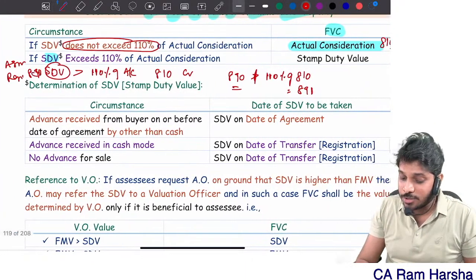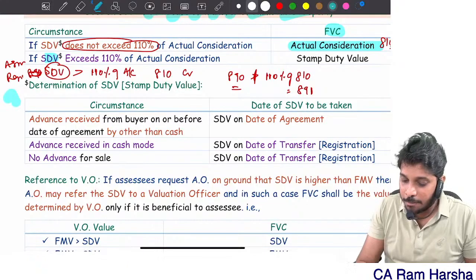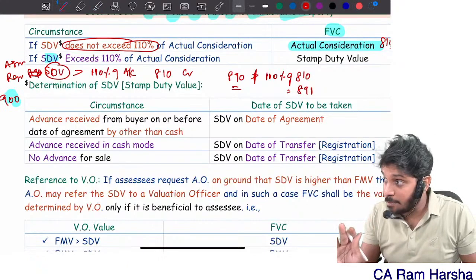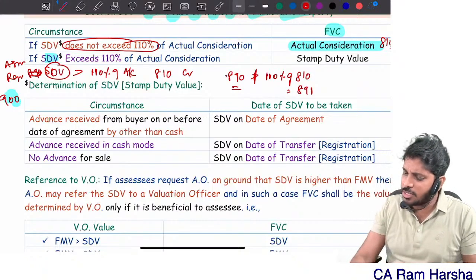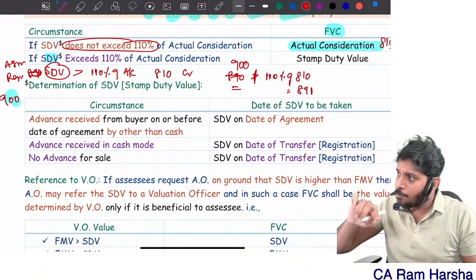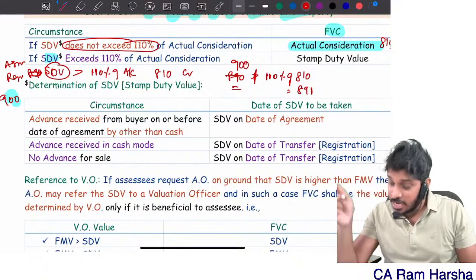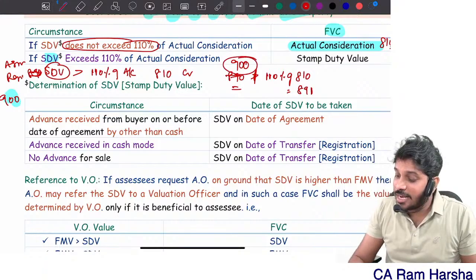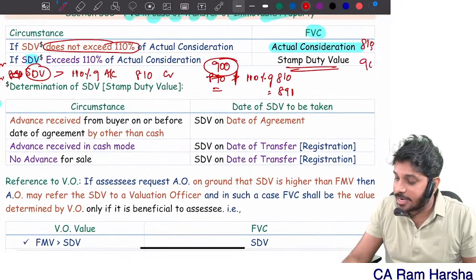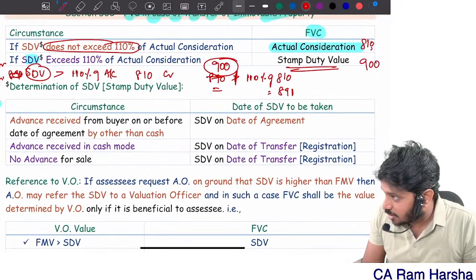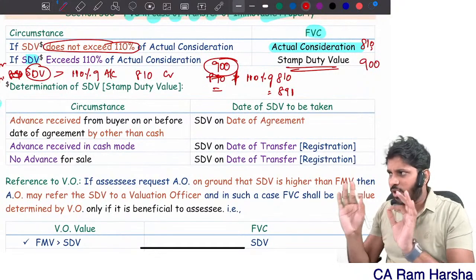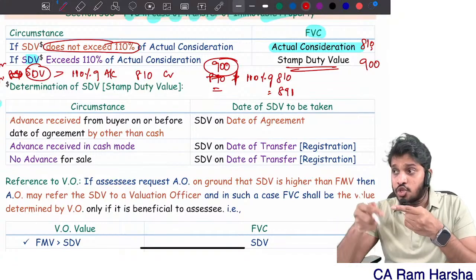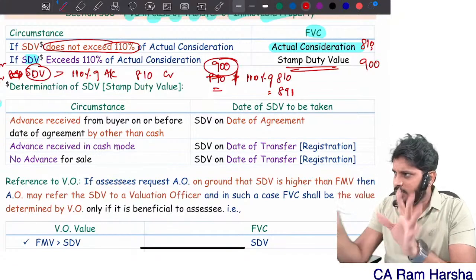Suppose stamp duty value is not 890 but 900. Okay, apply the same logic. Is 900 more than 110% of 810? Yes. If that is the case, then stamp duty value itself is full value. Then 900 I will take. Understood or not? If stamp duty value is more than 110%, take stamp duty value. If stamp duty value is not exceeding 110% of actual, then actual. This is the consideration I should take.